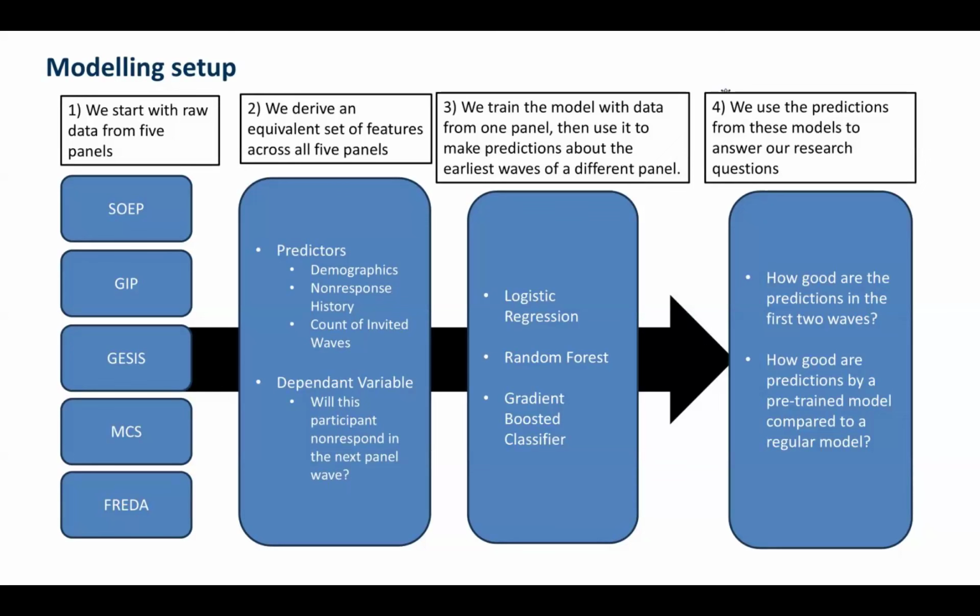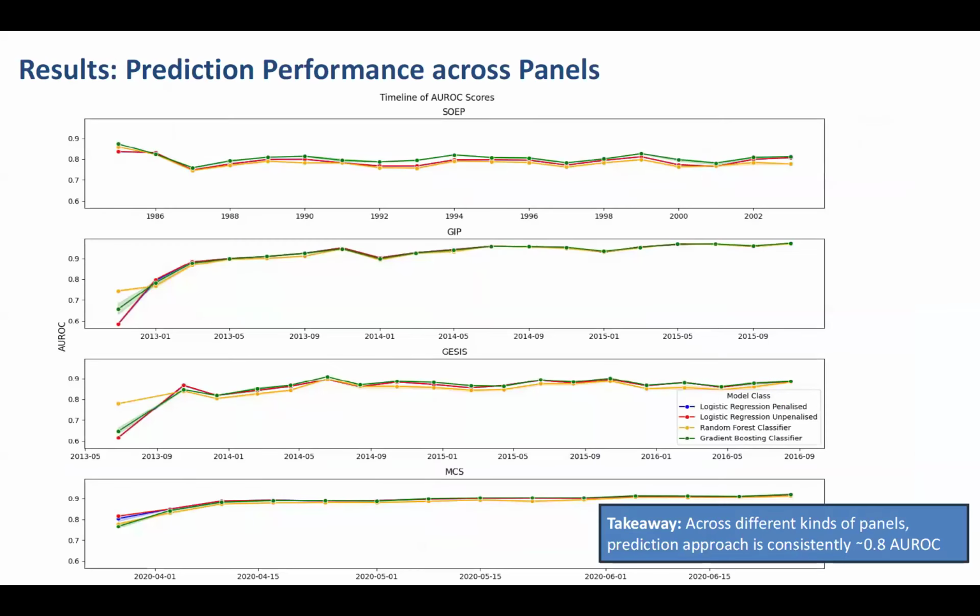So how good was this general approach in all 5 panels? And the answer is pretty consistently good. So the worst performing panel in the long run would probably be the SOAP panel up the top there. And that's just to say that we get area under receiver operator curves of 0.8. But other panels, GIP and Mannheim Corona Study, we're seeing scores up above, or approaching rather, 0.9.